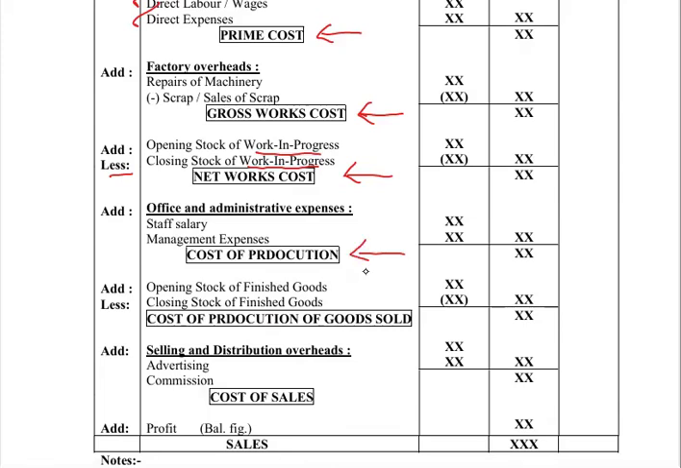In that, we will add the opening stock of finished goods and deduct the closing stock of finished goods. We will get the cost of production of goods sold. In that, we will add the selling and distribution overheads. Examples of selling and distribution overheads are also given, that is advertising and commission. We will get the cost of sales. In that, we will add the profit part. We will get the sales. So this is the format of the cost sheet. With this format, we will solve some questions.